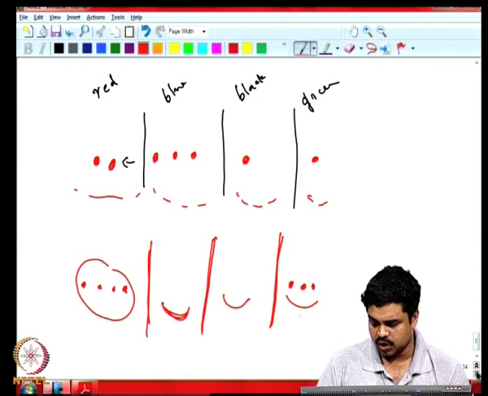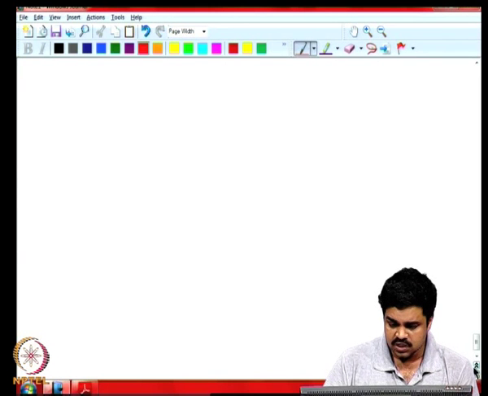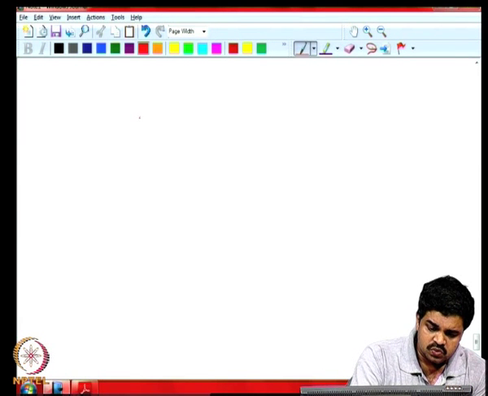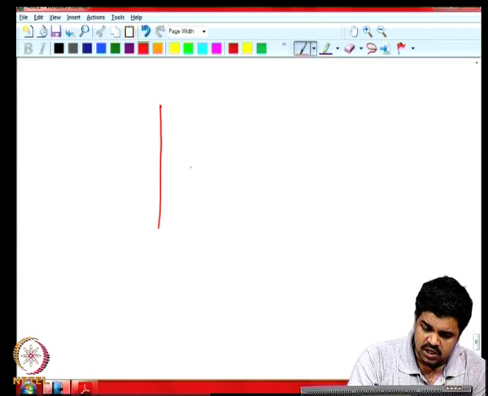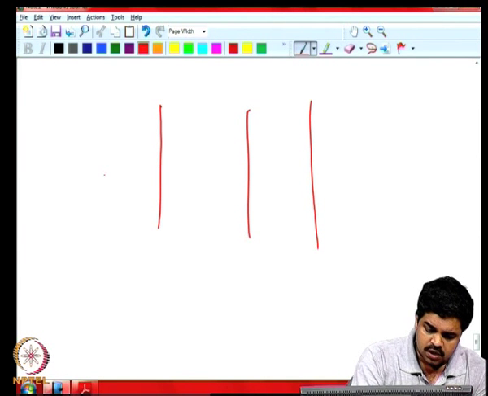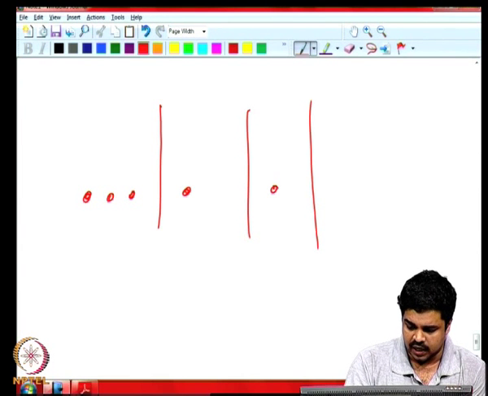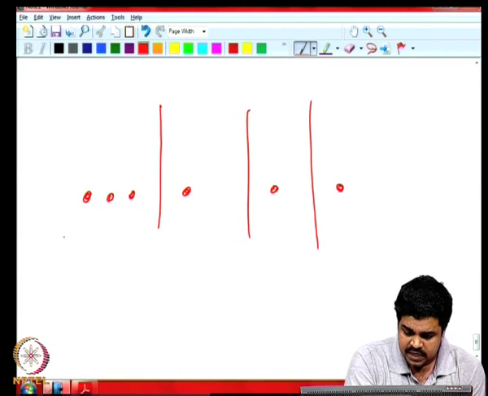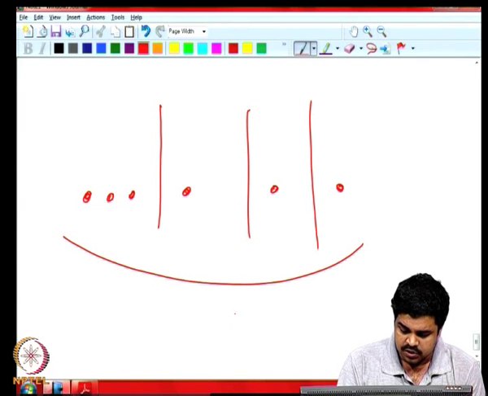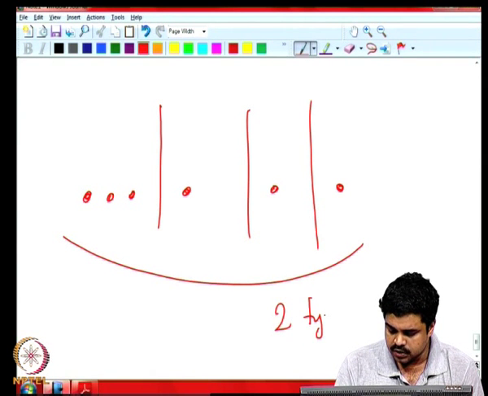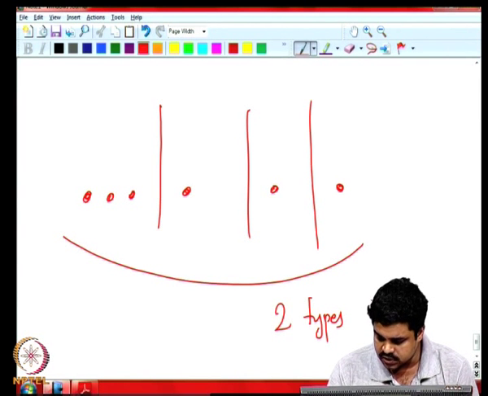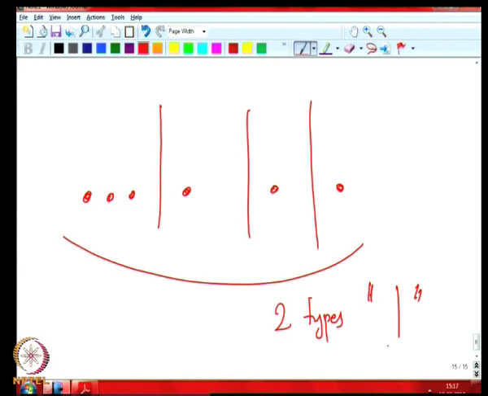Here the problem is just that we are trying to arrange 3 bars and 7 dots in a line, right. So in this case there are 2 types of things we have to worry about. One type is these bars, there are 3 of them, and the other type of thing is 7 dots, right. 7 dots we have to arrange.